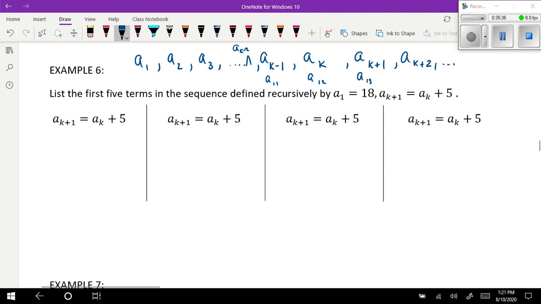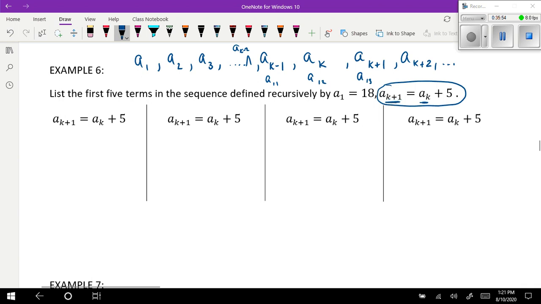Alrighty, so basically this right here is a recursive statement, and it's a recursive statement because it builds on something previous. If I want to know what is a sub k plus 1, I have to know what is a sub k in order to find it.